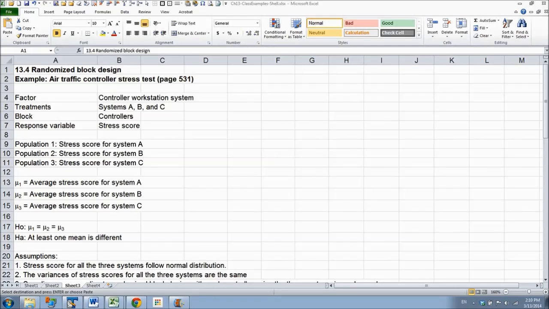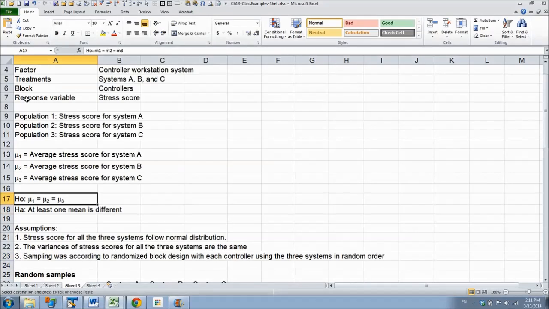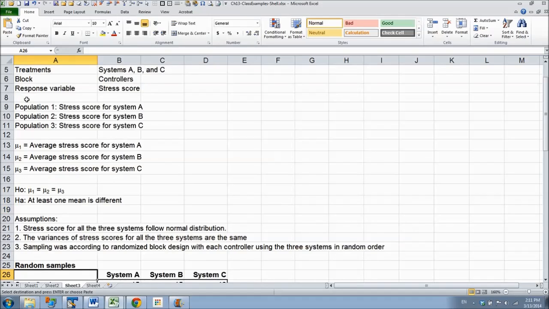In this video, we'll complete the air traffic controller fatigue and stress test randomized block design ANOVA problem. We have already defined the factor, treatment, and block, and the notations in the previous video. For more details, refer to the previous video. We are testing whether the mean stress and fatigue score for the three workstation systems are all the same, or at least one mean is different.